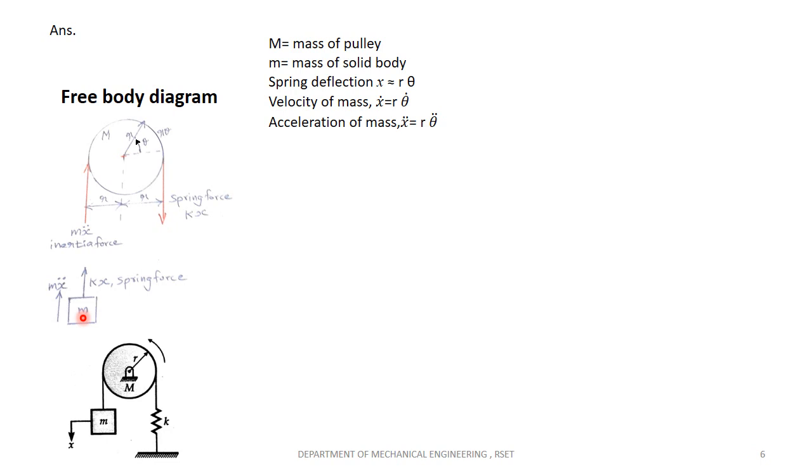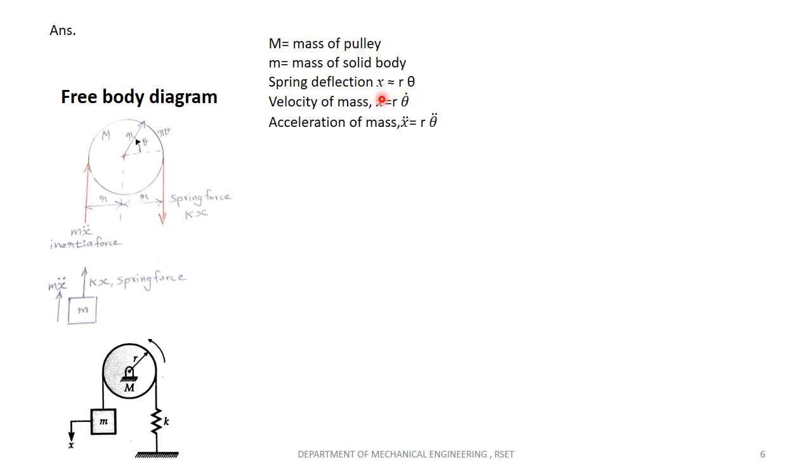Spring deflection, x. So you can see here, when I am rotating the pulley in counterclockwise direction, the spring will be stretched or deflected. That deflection will be approximately equal to r theta. R is the radius of the pulley, and theta is the angular displacement I have made on the pulley in counterclockwise direction. So r theta is actually the stretching of the spring. So the spring deflection x is taken as r theta.